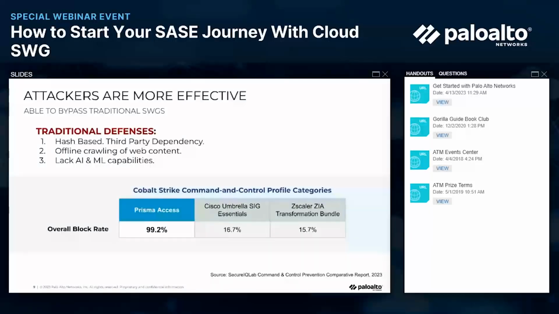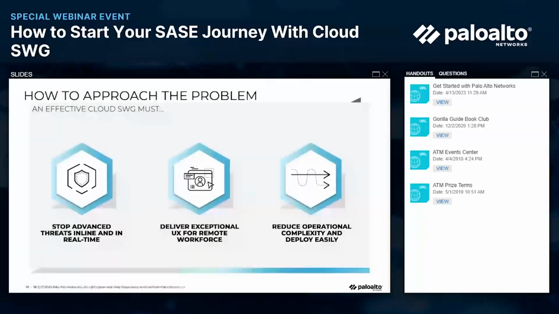For example, let's talk about one of the sophisticated attacks that we see these days, which uses Cobalt Strike. Cobalt Strike was developed as a red team testing tool, and by nature it is supposed to be not easily detectable. Now attackers are using that tool to carry out attacks, and that's why they're able to bypass some of these traditional defenses. A recent study done by the SecureIQ Lab, in a report that came out sometime back, compared, from the C2 perspective of Cobalt Strike, the protection that Prisma Access can give versus what other vendors can give. And you see that we are by far better than any other vendors out there.